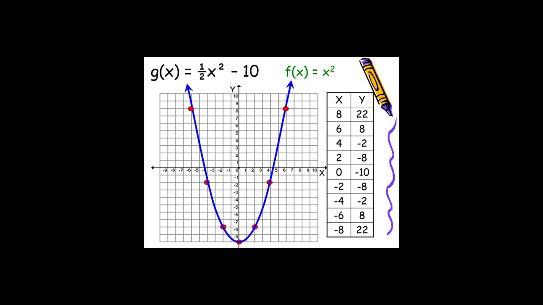When comparing the two graphs of g of x and f of x, notice first we have a vertical translation down 10 units. Now we could also see that graph g of x is wider, and this is done by this leading coefficient, 1/2. Remember, as a approaches 0, it will get wider. As a moves away from 0, it will get narrower.